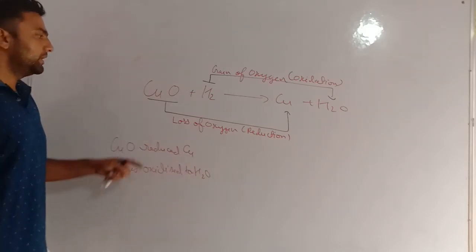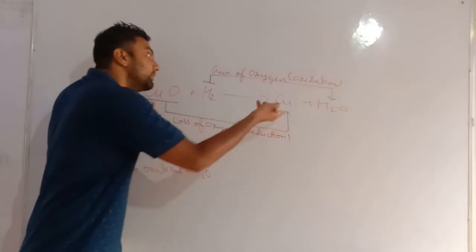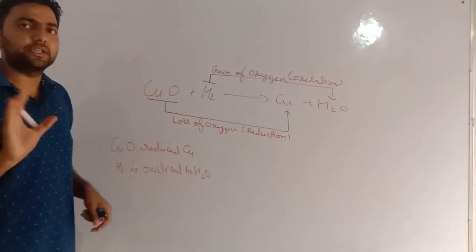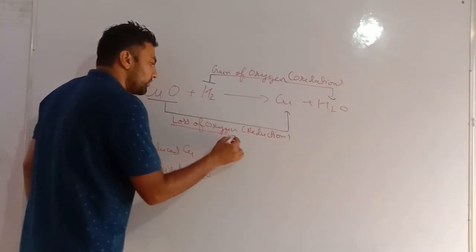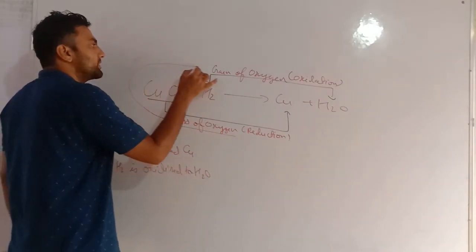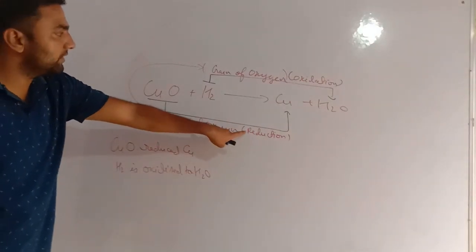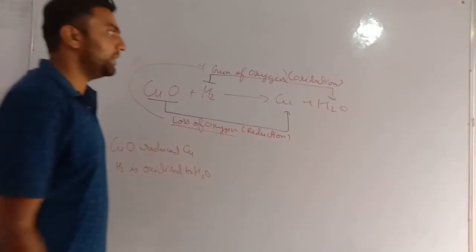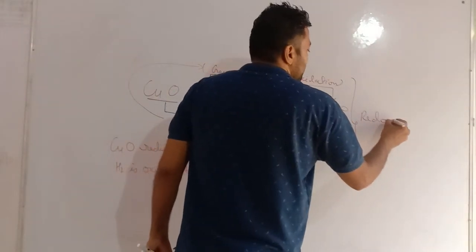See, my dear students, if something has lost oxygen, for sure someone will gain it in a chemical reaction. It will not vanish. So very important, if there is a loss of oxygen, for sure 110% someone will gain the oxygen. It means if there is reduction, for sure oxidation will also take place. Such reactions are known as redox reactions.